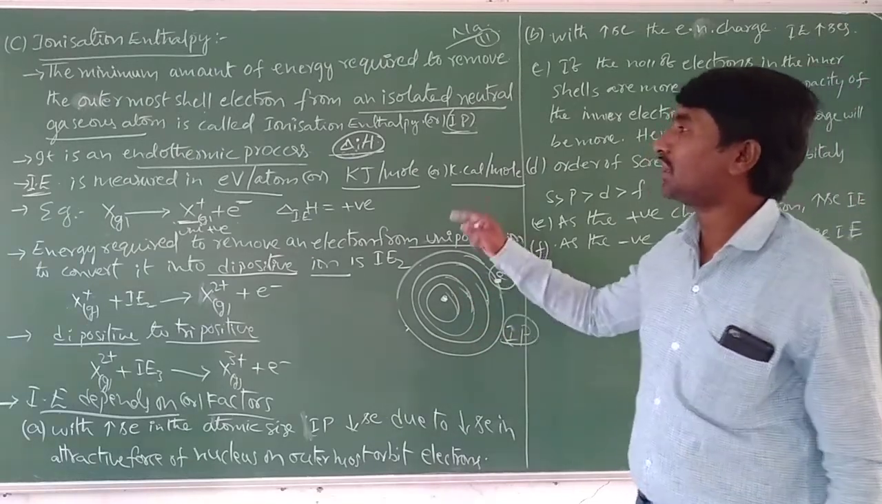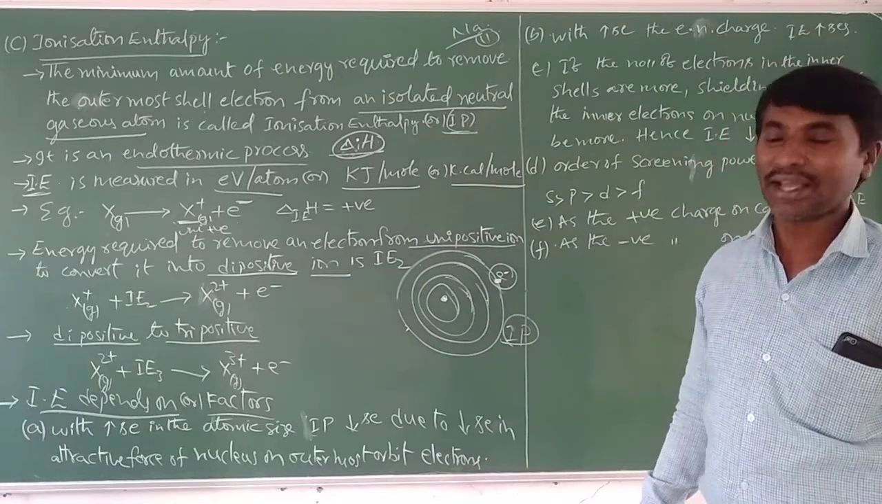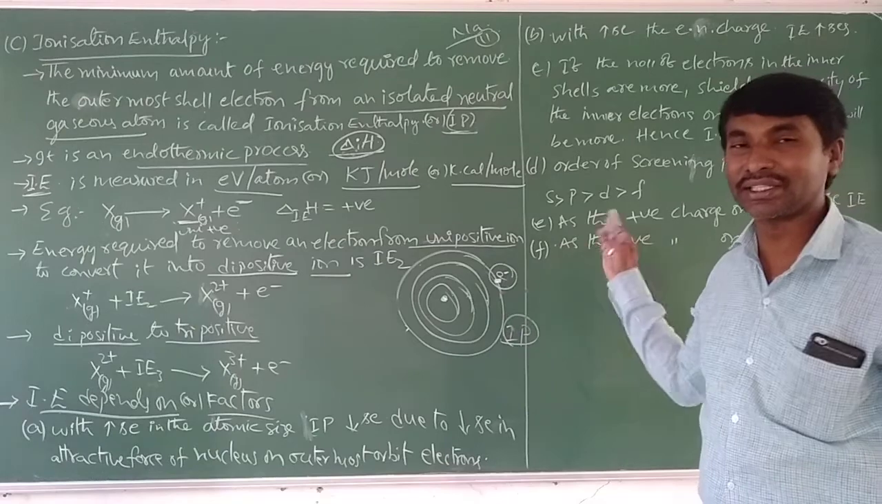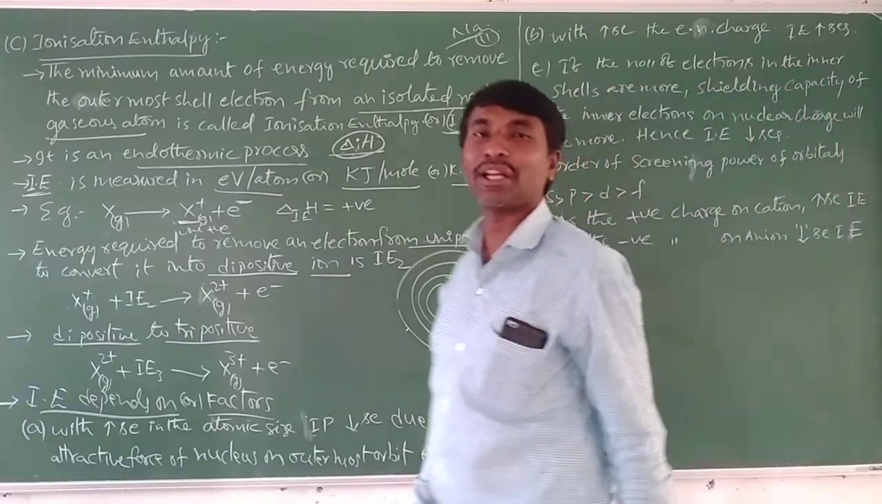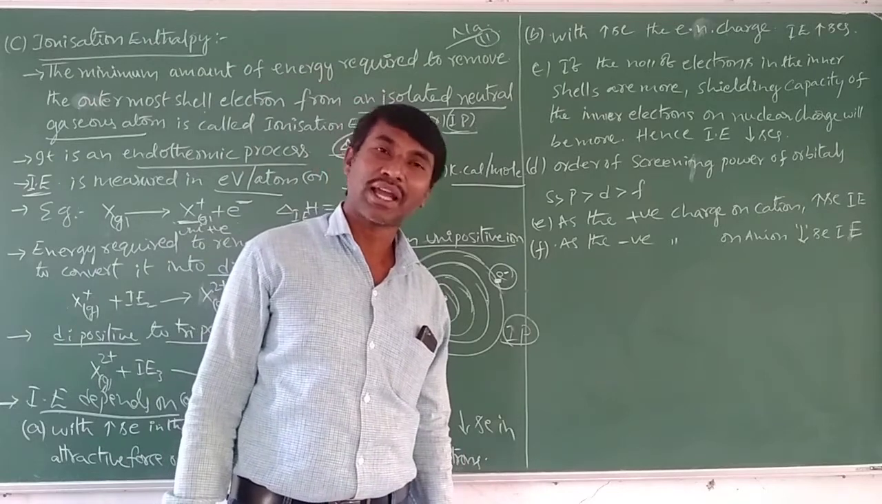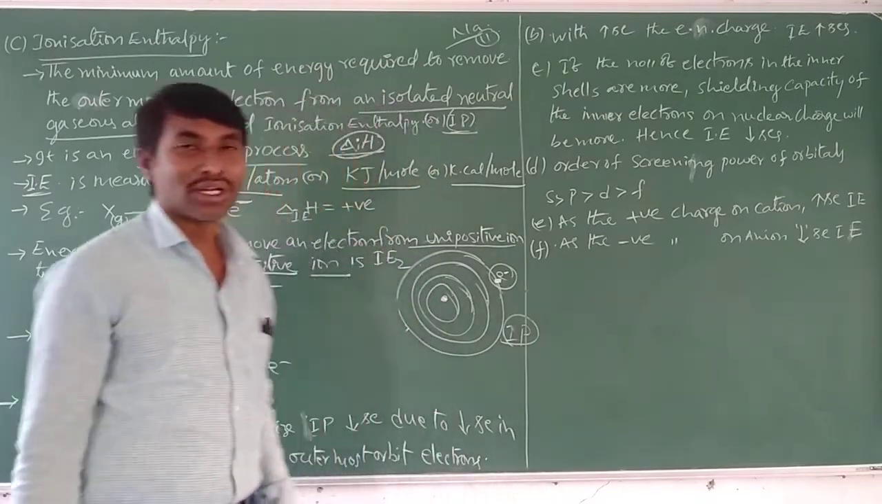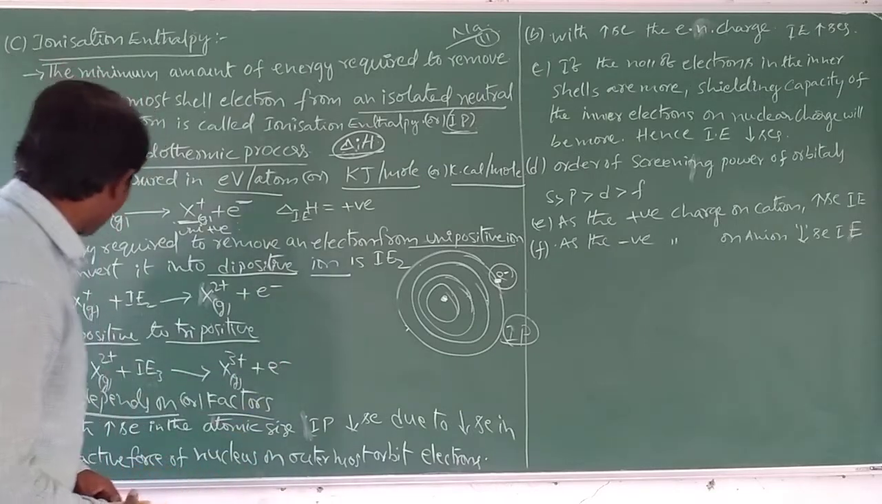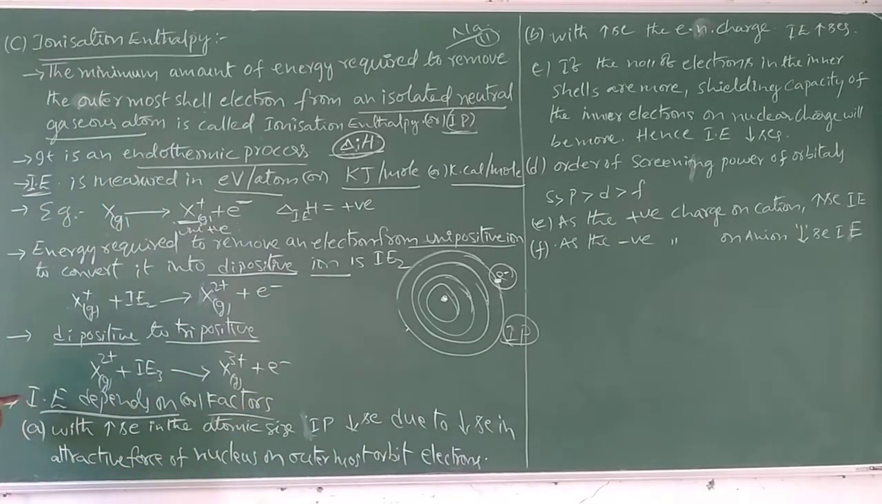Okay, so that is the successive ionization enthalpies: IE1, IE2, IE3, IE4, like that. That depends on the number of electrons present in the neutral atom. And another one: what are the factors affecting the ionization enthalpy?